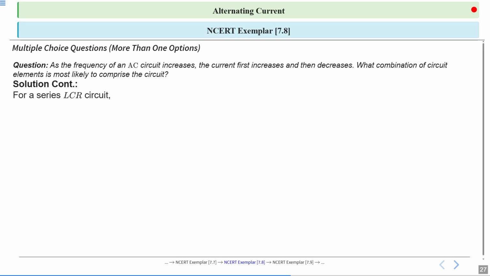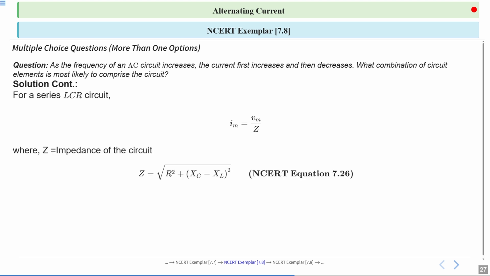So for an LCR circuit, Im equal to Vm upon Z, where Z is the impedance of the circuit. We can represent the expression for Z as Z equal to root of R square plus (XC minus XL) square. If XC or XL is 0, meaning one component, inductor or capacitor, is missing, then how can we achieve the minimum value of Z? There is no condition for the minimum value of Z, so the resonance condition will not be achieved. The minimum value of Z equal to R is only possible when XC is equal to XL.